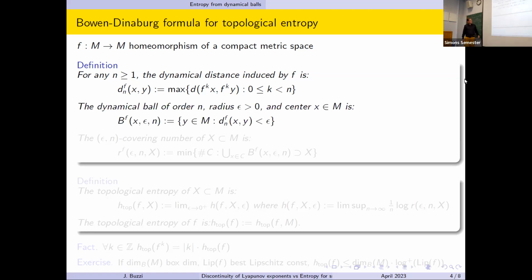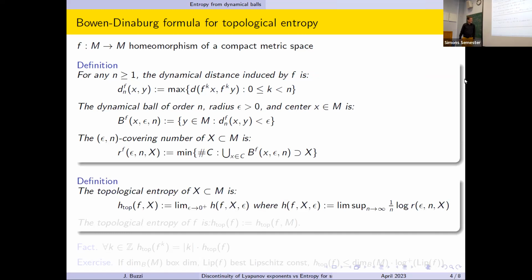Once you have this distance, you have a corresponding notion of ball, called the dynamical ball of order n, which is what you expect once you have a distance. Now that you can define this ball, you get a covering number. For instance, if you have a subset of your space, then the epsilon-n covering number is, as you can expect, the minimum number of such dynamical balls that you need to cover your set.